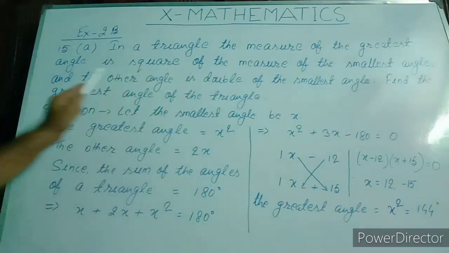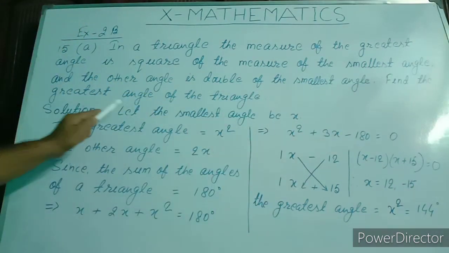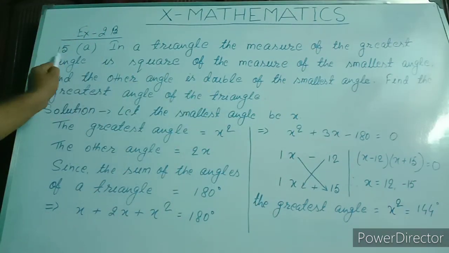Our question is, in a triangle, the measure of the greatest angle is the square of the measure of the smallest angle, and the other angle is double of the smallest angle. Find the greatest angle of the triangle. Question number 15a.